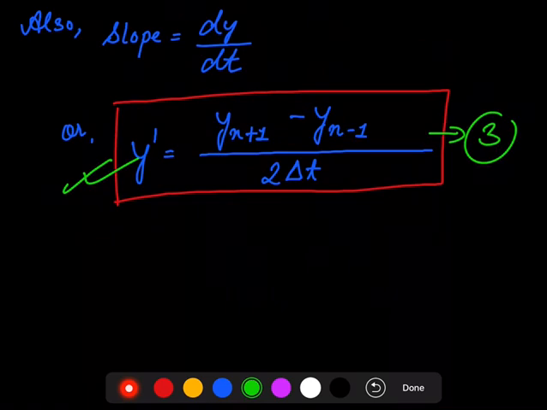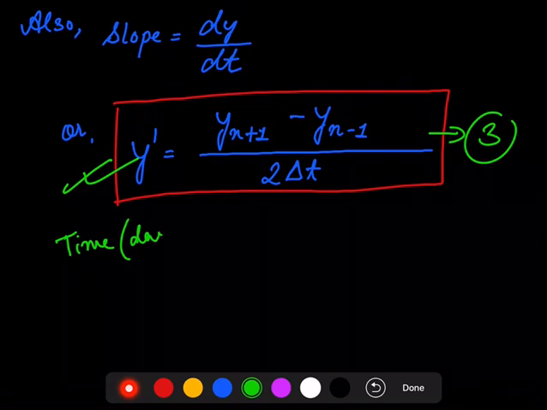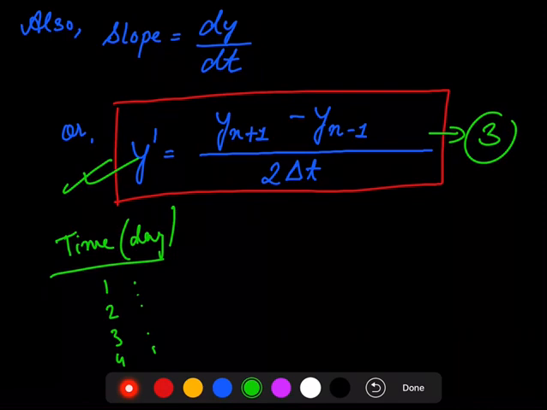So let's see one very important thing here. What is delta t? Delta t is your time interval. There are different days, so for example, time in days will be 1, 2, 3, 4 like that. These are days. And then what is delta t? Delta t will be delta t1 plus delta t2 plus delta t3, like that.